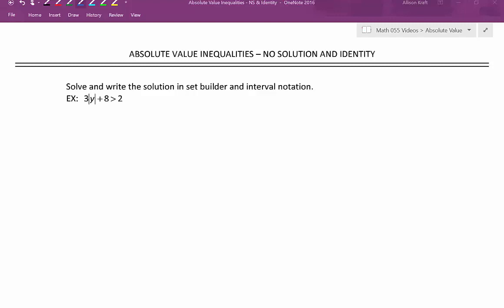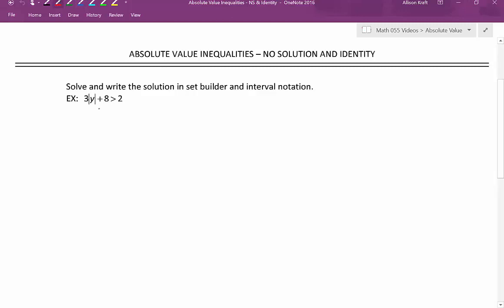In this video, we'll be solving absolute value inequalities, but the solutions end up being no solution or the identity, which is an infinite number of solutions. Everything that we've learned about absolute value inequalities is still the same. The first thing we want to do is isolate the absolute value portion of the inequality.